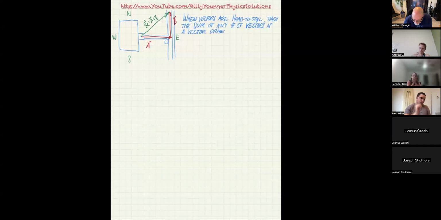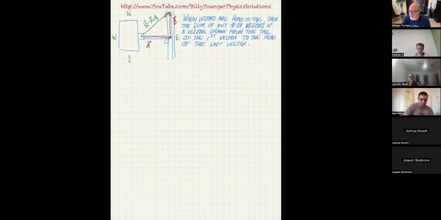drawn from the tail of the first vector to the head of the last vector. So I said any number. In this case, we happen to do the number being 2. So I drew an arrow from the tail of the first vector, which was A, to the head of the second vector, which was B. And both vectors A and B are what we call head to tail.